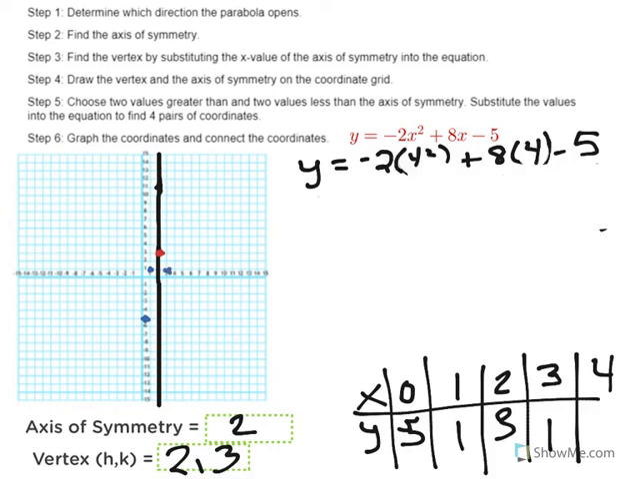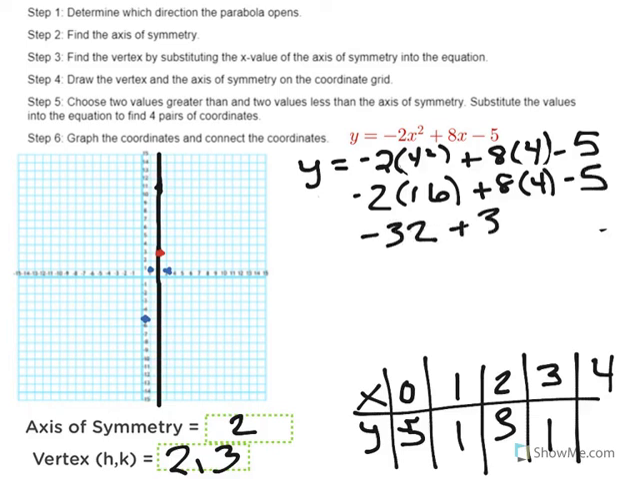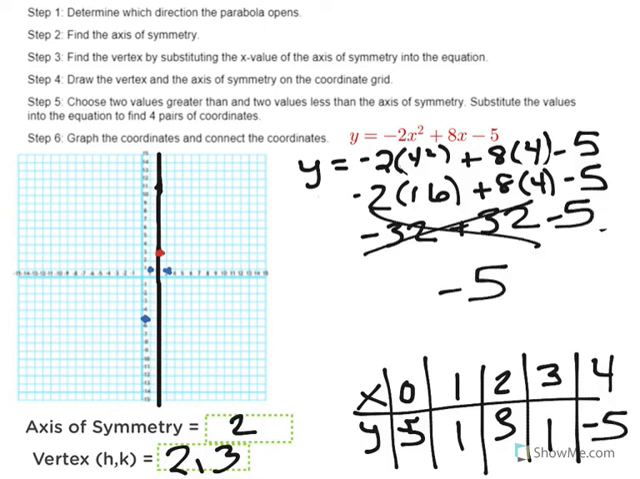And lastly, we're going to solve for 4. So I have negative 2. 4 to the power of 2 is 16. And we rewrite the equation. Now we're going to multiply. We get negative 32 plus 32 minus 5. These cancel out, and we get negative 5 as our solution. And again, we have perfect symmetry. And lastly, we would connect our dots to create our parabola.